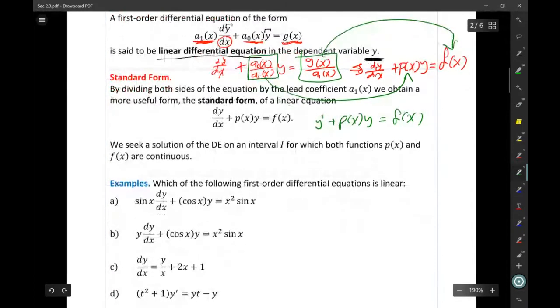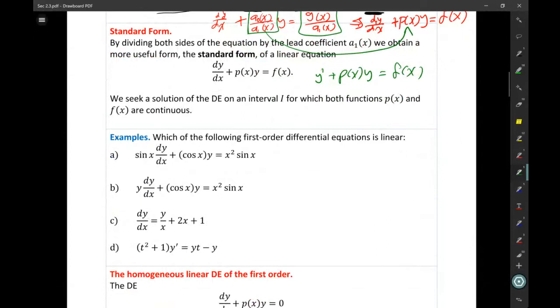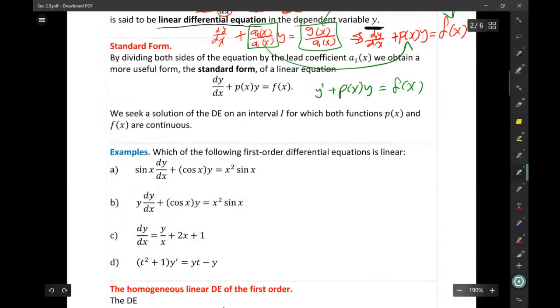All right. Let us see whether the following differential equations are linear or non-linear. First of all, sine x times dy by dx plus cosine x times y equals x square. The only y is this one and this one, and everything else is with respect to x, so it is linear. It can be written in the standard form: y prime plus cosine divided by sine, which is cotan, times y equals x square over sine x, because when you divide both sides by sine x. So this is a linear differential equation.